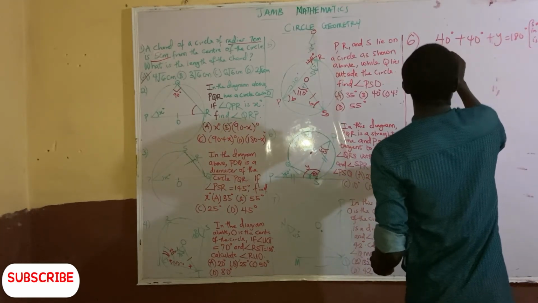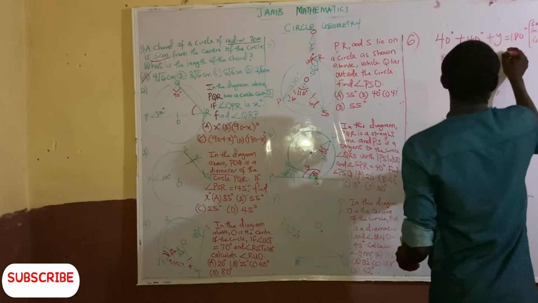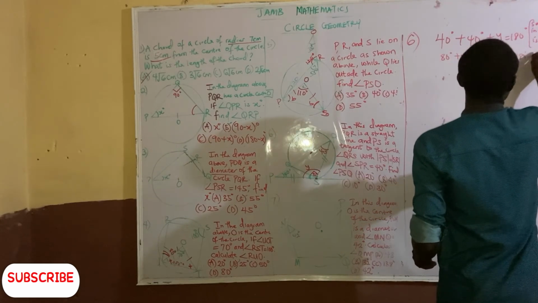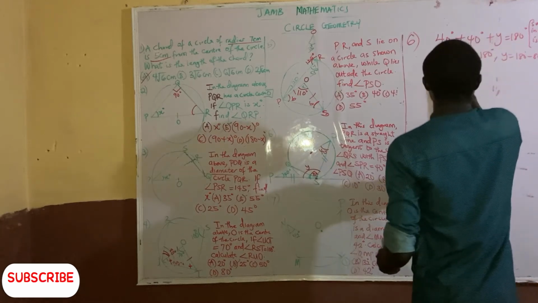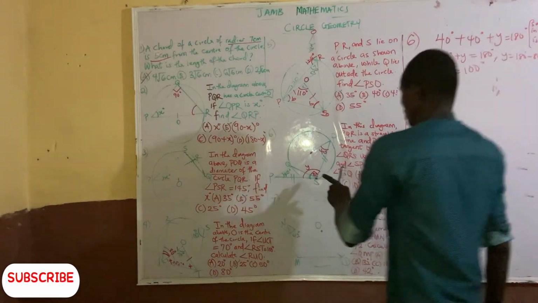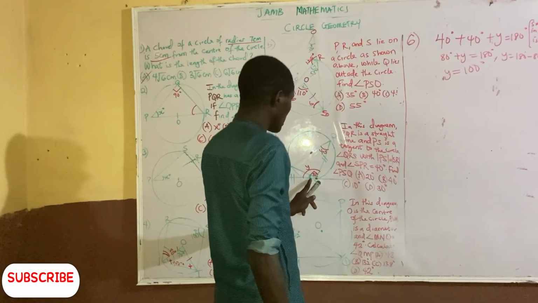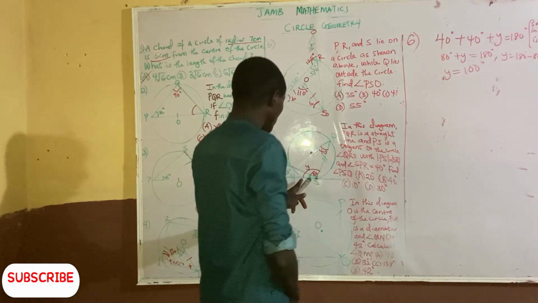So 80 degrees plus Y equals 180 degrees. So Y is equal to what? 180 degrees minus 80 degrees. So Y is equal to 100 degrees. Am I right? Yes, 100 degrees. If Y is 100 degrees, then we can easily get our answer. And we know that what?